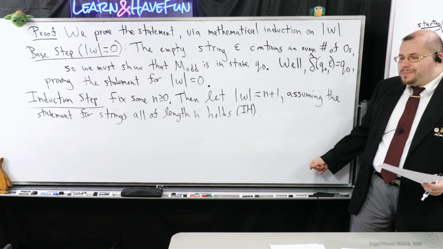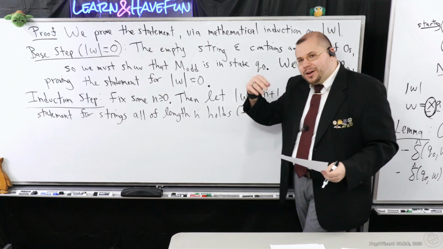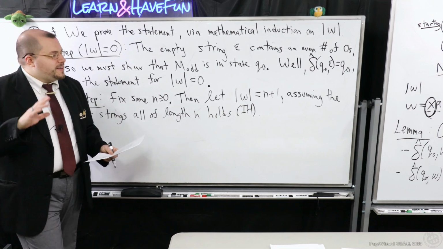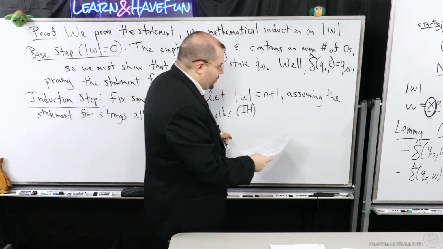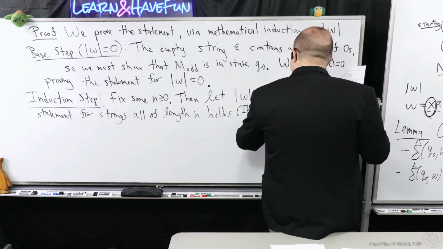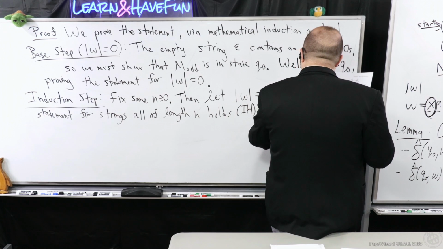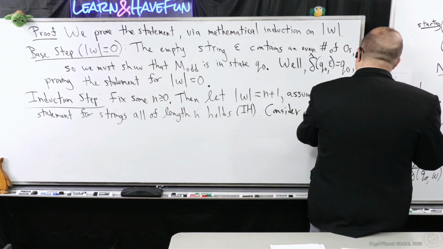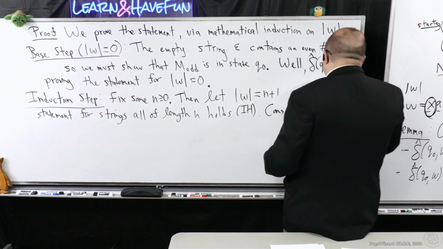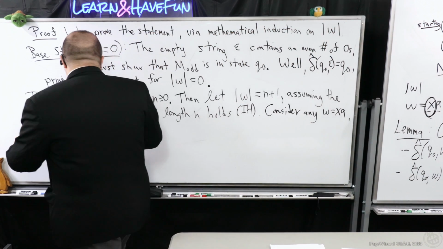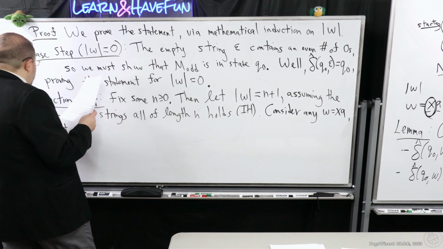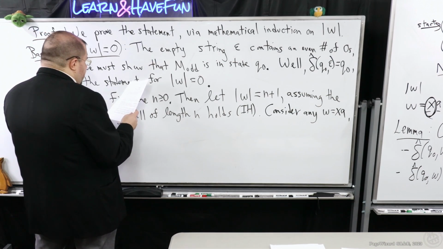My job now is to show you how you tack on another symbol onto the right, in our proof at least, to make this work. So consider any string w, where w is equal to xa, such that a is the last symbol of w.